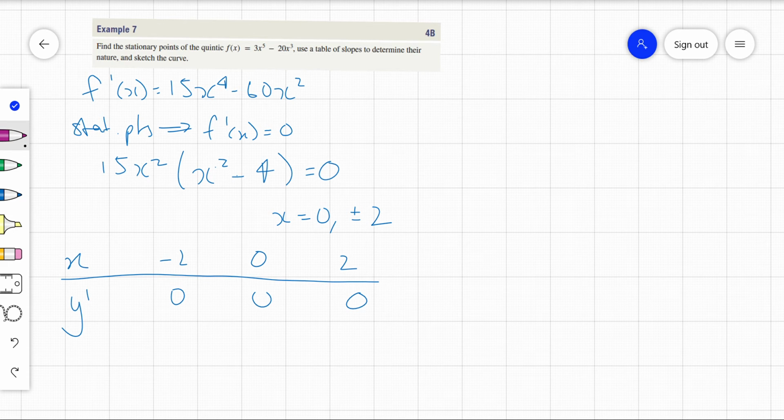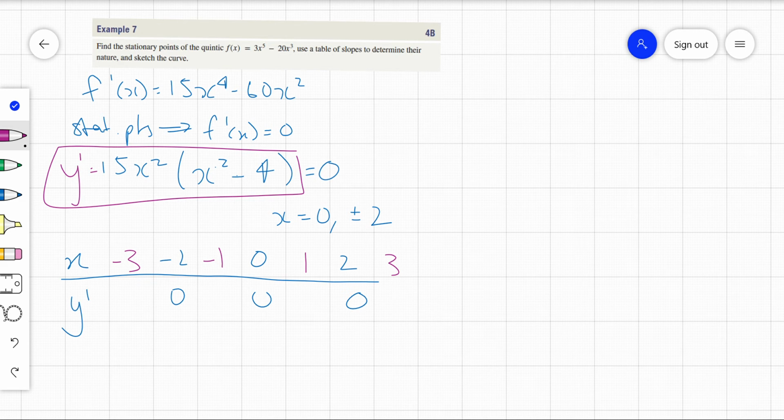So where else am I going to look? I'm going to look at 1 and minus 1 and 3 and minus 3 and just check what my y dash looks like. So remembering my y dash is, actually I might further factorise. So let's look at y dash being, obviously that part's going to be positive, so I can kind of ignore that, positive. And then I've got x minus 2, x plus 2, for example.